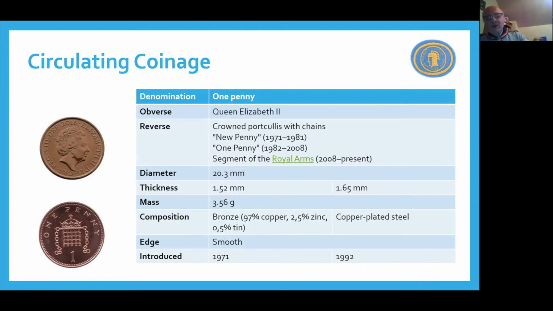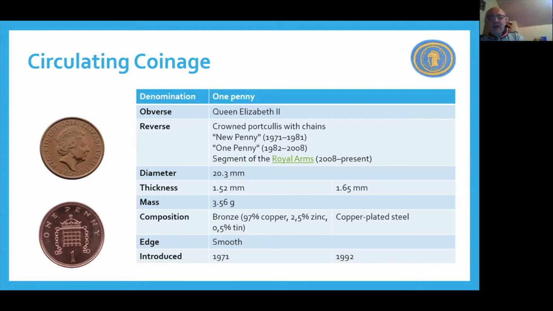So there on your coinage slide, the obverse is the head. Our monarch is Queen Elizabeth. So at the moment, all the coins will have her head on it. Eventually, when there's a change and King Charles or Prince Charles becomes King Charles, his head will be printed on the coins. So there with a 1p, you've got Queen Elizabeth II, and on the reverse or the tails side, there's a portcullis with chains.